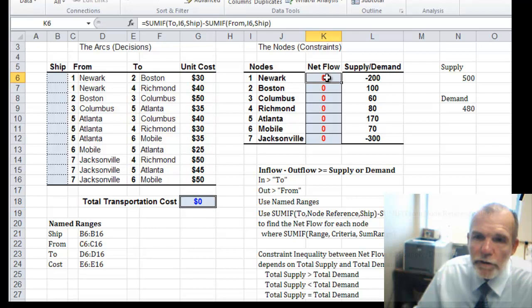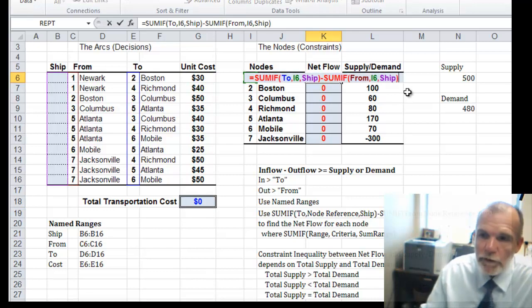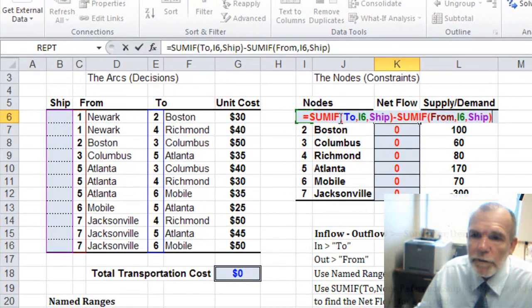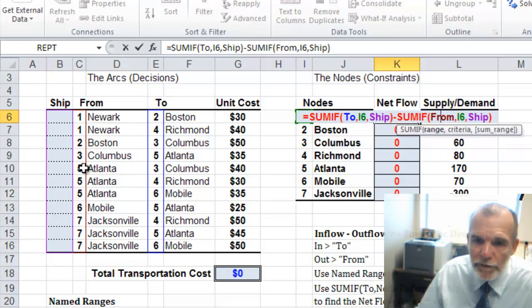Okay, so the way that we would set up this for this first one is SUMIF. I6 is a cell reference for node number 1. Ship, which is our sum range. So you can see we have our range and our criteria and the sum range. And then from, so it's looking down this column, finding a match with I6, and where it does, sums up the values again in this ship.